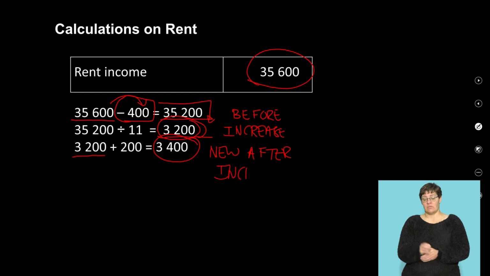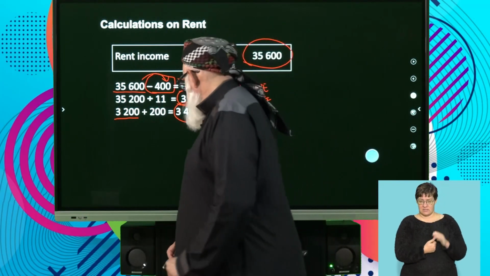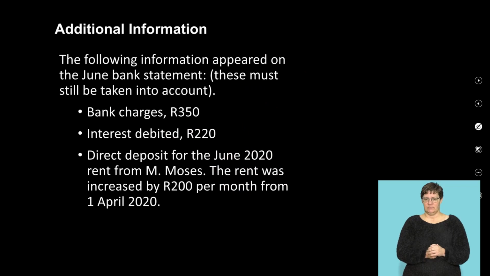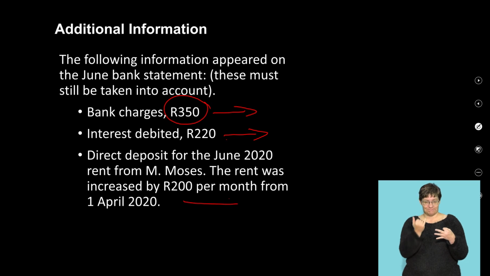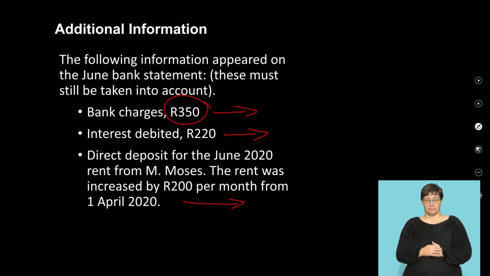Okay, so you can clearly see that you had to calculate what your rental figure was based on the information that was given to you. Now that we have that figure, let us see how it is going to impact my balance sheet. We've got bank charges of 350, interest of 220, and we've worked out our direct deposit to be 3,400.